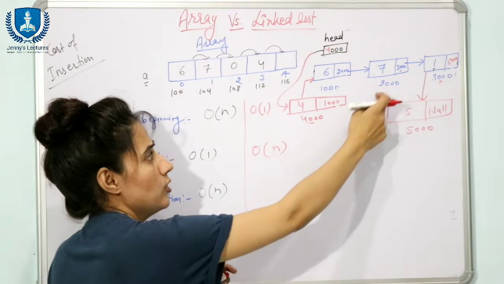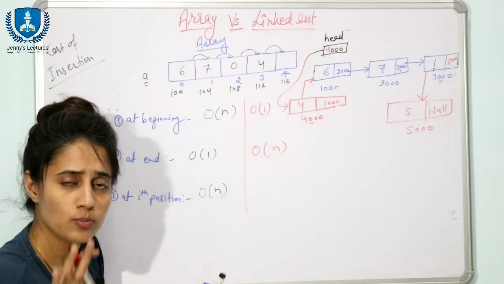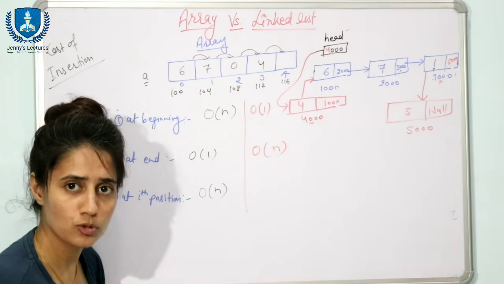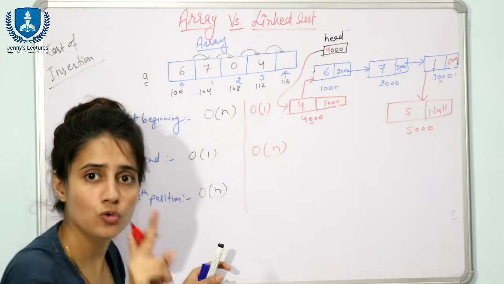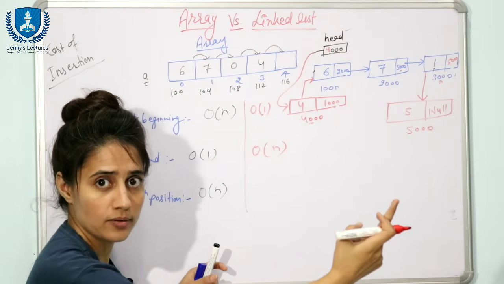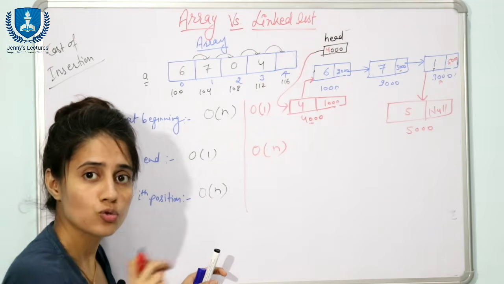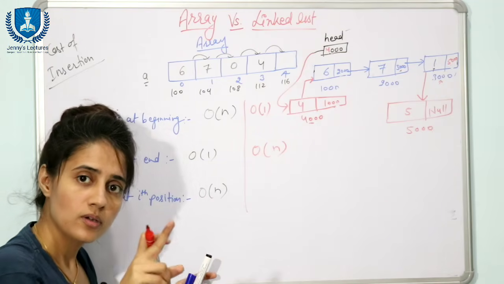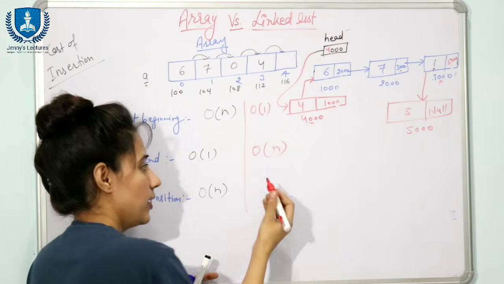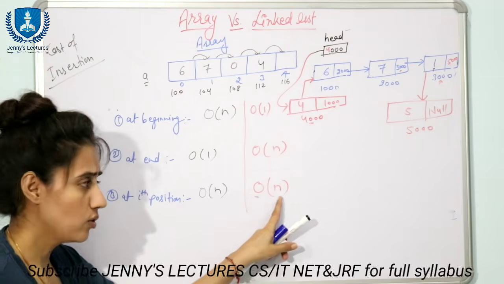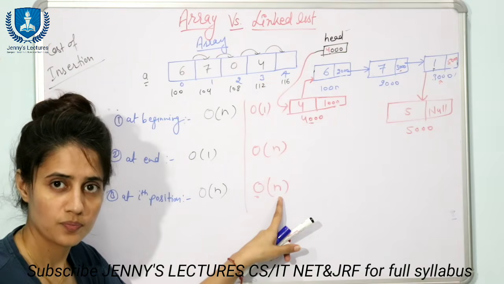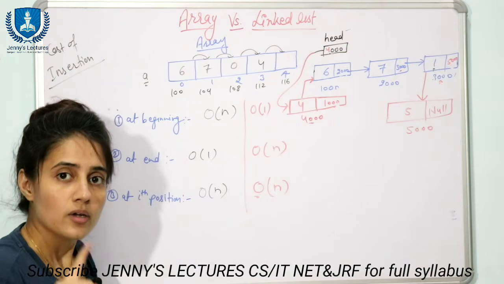And suppose you want to insert at any position, in the average case, suppose you want to insert at the middle position, then also you have to traverse how many nodes? N by 2 nodes. You have to reach there by traversing n by 2 nodes. So it is proportional to the number of elements only. So in big O notation, you can say it is order of n in the average case also. Fine. Now how to delete?